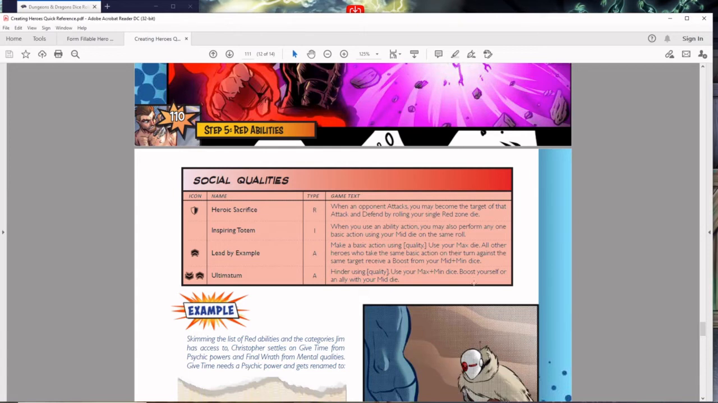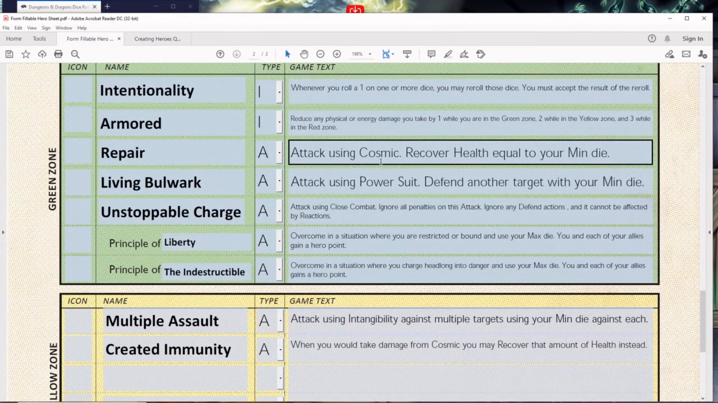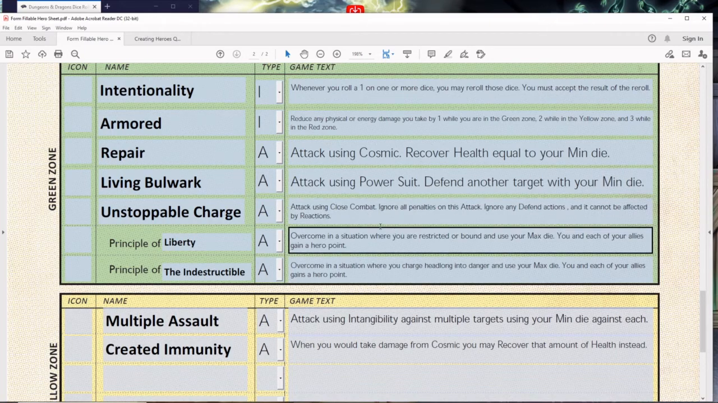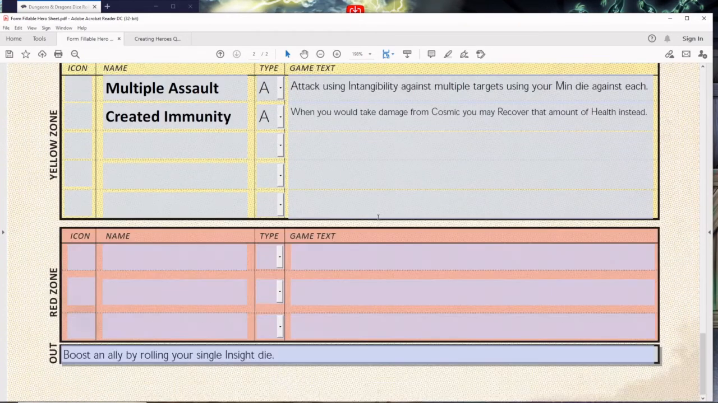It's basically, I'm going to attack, and everybody else gets to attack with a boost. Or, I'm going to overcome, everybody else gets to overcome with a boost, basically, if they choose to do the same thing. I am going to get Inspiring Totem because it just makes all of these so much better. It's like, attack using Cosmic, also defend you. Attack using Power Suit, defend you and defend myself. Attack using Close Combat, also hinder you.